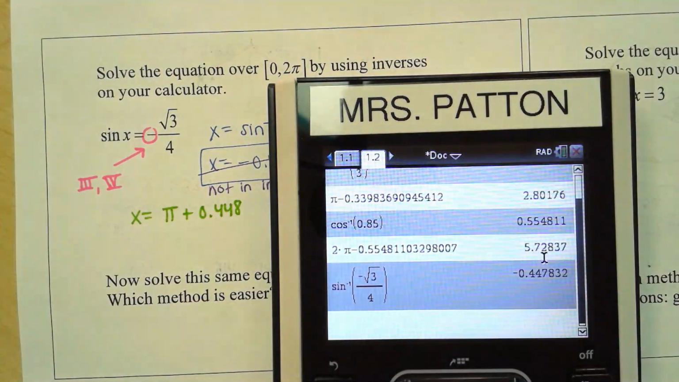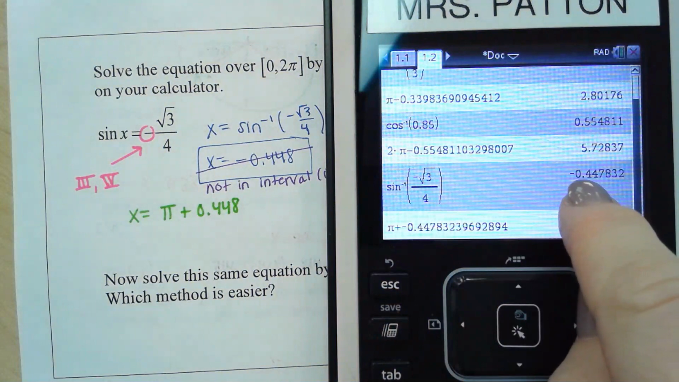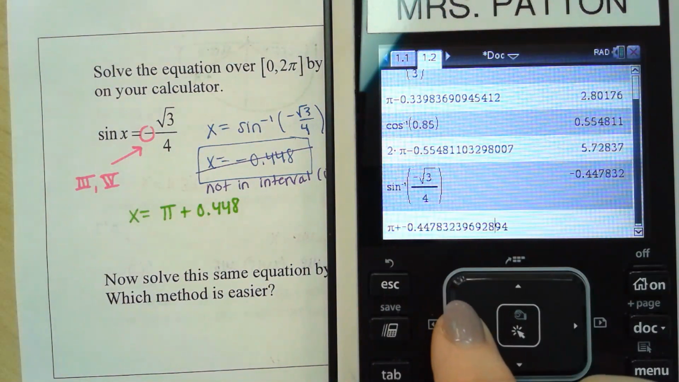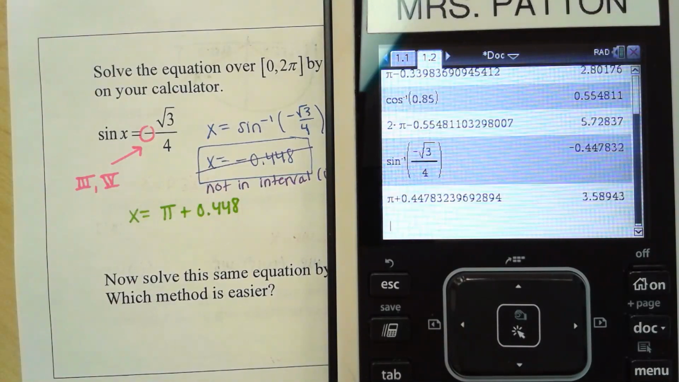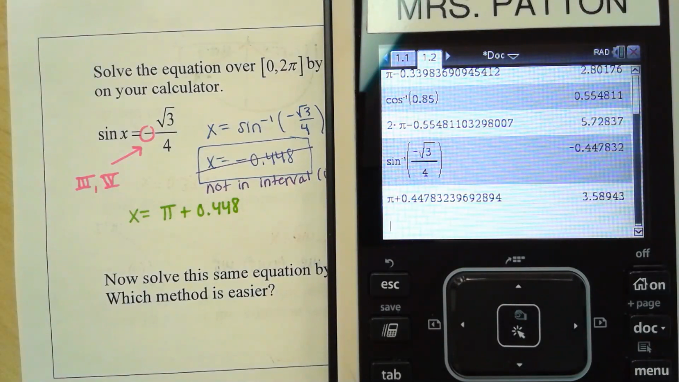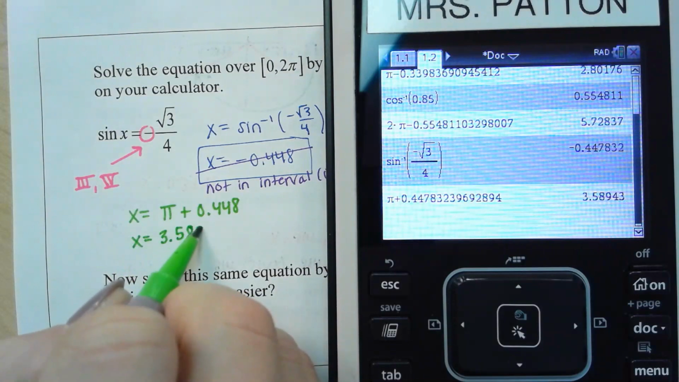I'm going to go to my calculator and I want to do pi plus. Now be careful. I'm going to go up and grab that number, but I'm not going to hit enter, because when I went up and grabbed, that's a negative. So if I did pi plus that number, it's actually going to subtract. I don't want to do that. So you could just arrow backwards and get rid of the negative. That's fine. So there's 3.589. I'm going to go write that down. X equals 3.589.